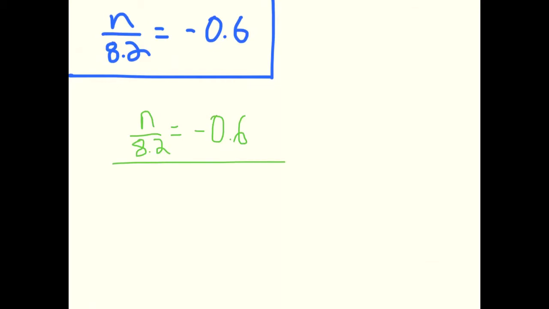Multiplying. So 8.2 and 8.2. Cross it out. n equals, and we know that it's going to be a negative, also like the last one, because negative, positive, and they're different signs. Different signs equals a negative answer, same signs equals a positive answer.